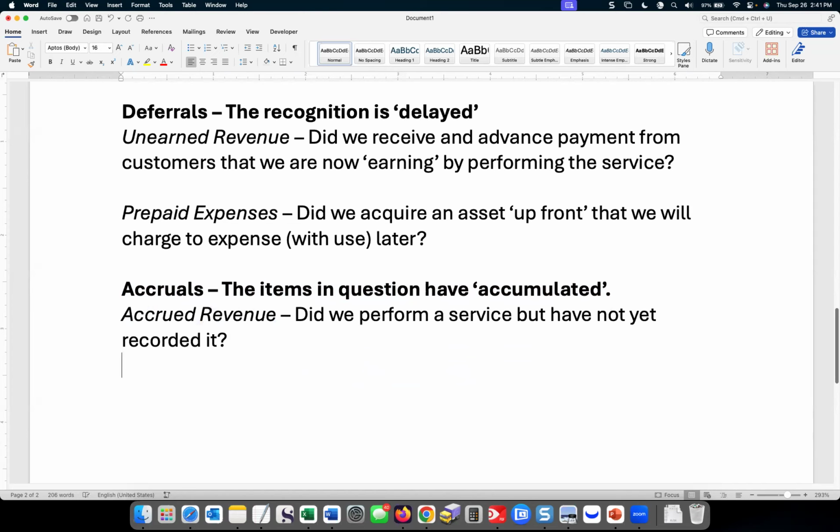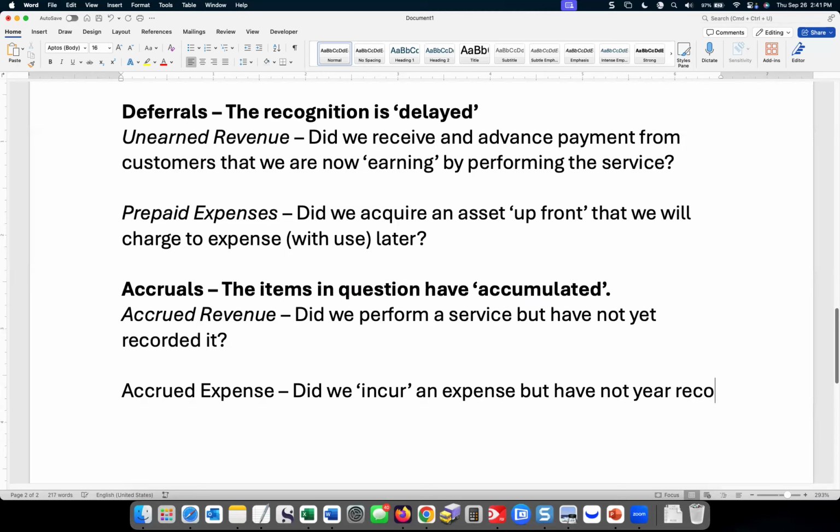And then an accrued expense, same deal. Did we incur an expense but have not yet recorded it? Again, that's a question. So when we look at accruals, we are looking at accumulations. Stuff has gathered up over time.